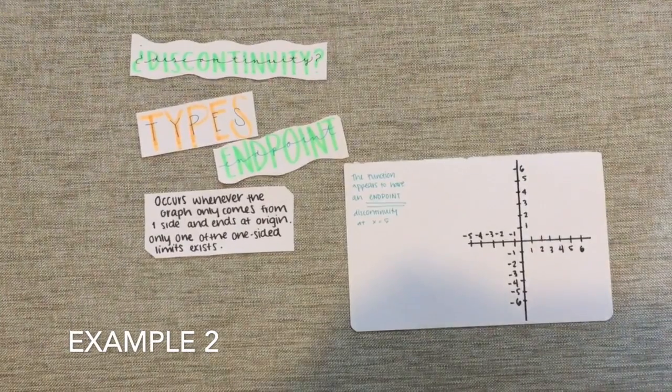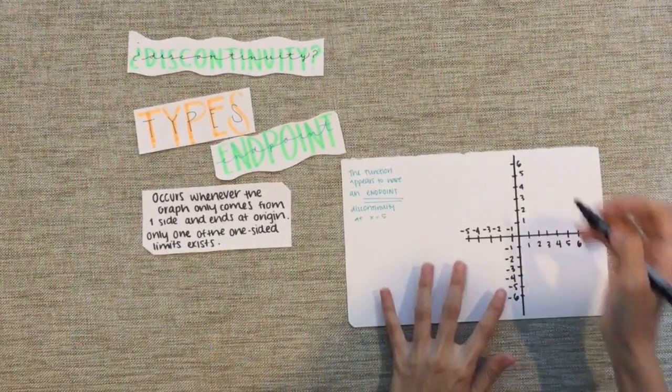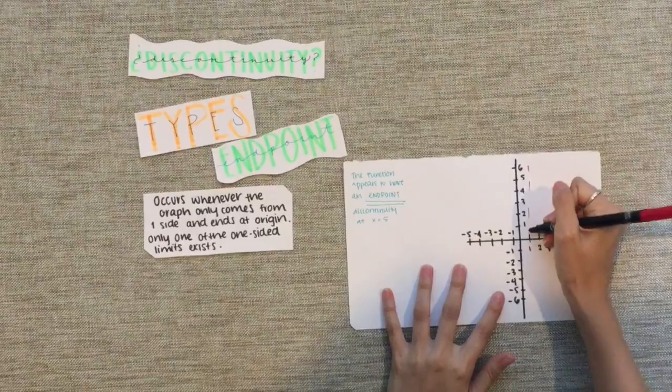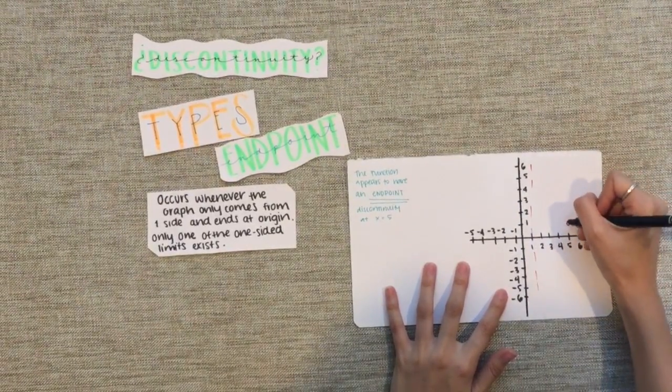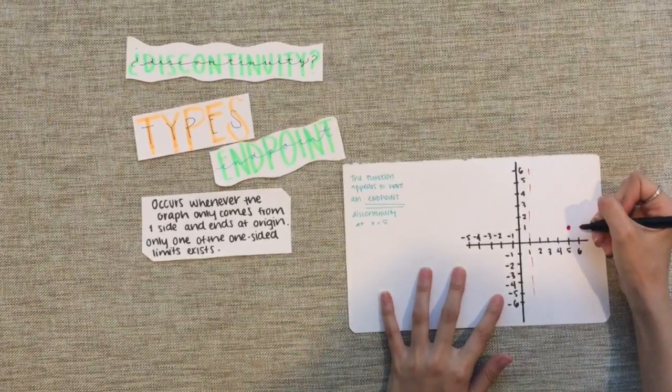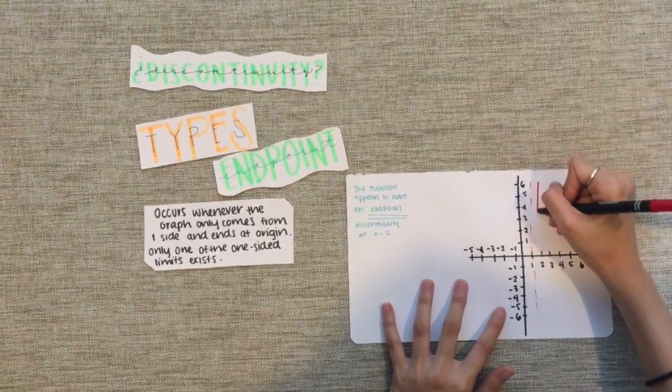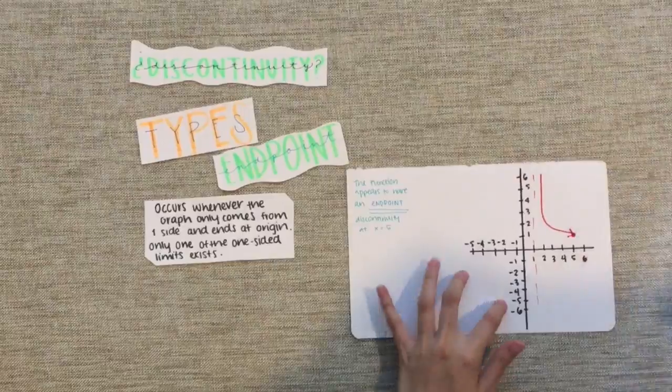Another example of an endpoint is that there is a vertical asymptote at 1, included at 5, and it approaches from the right.